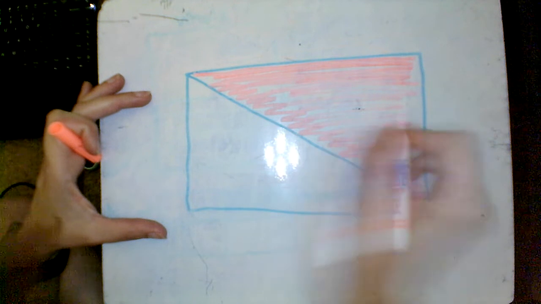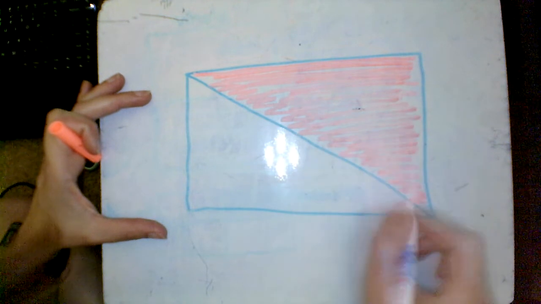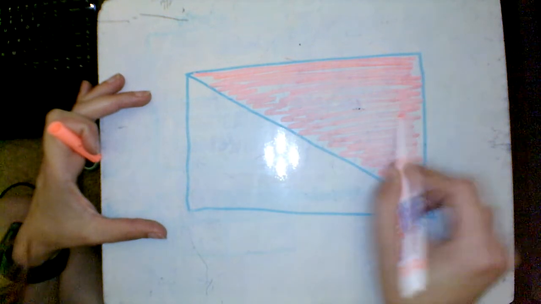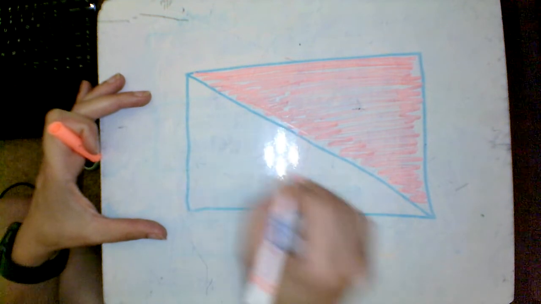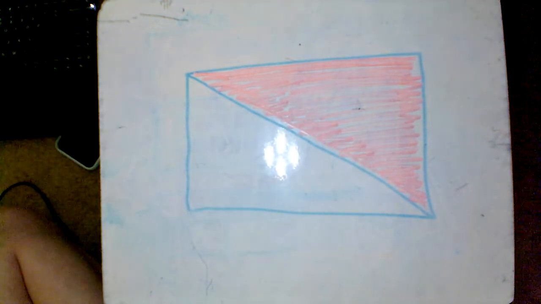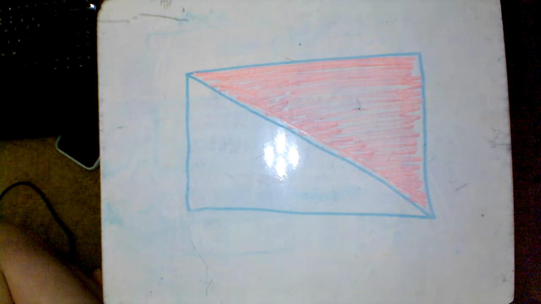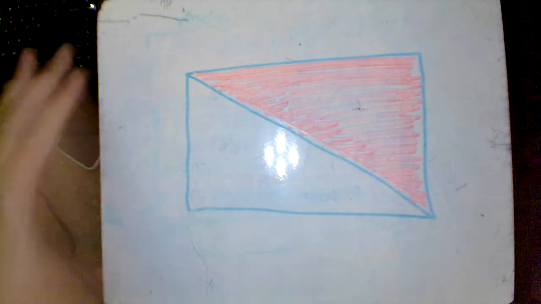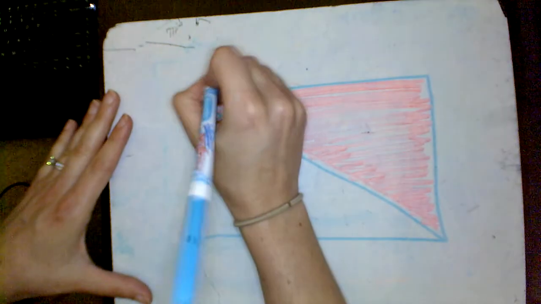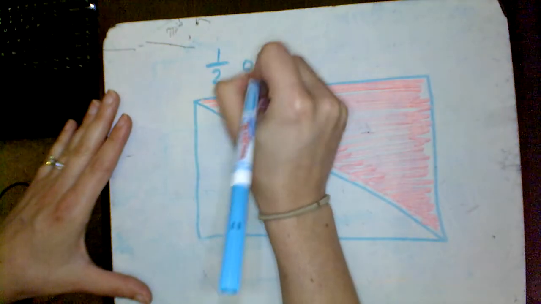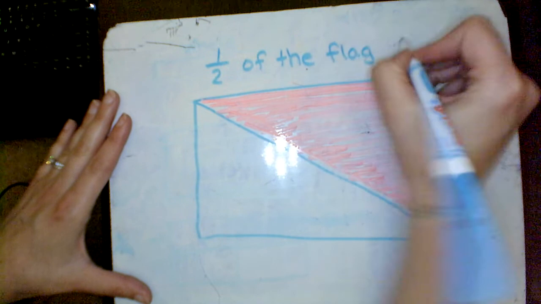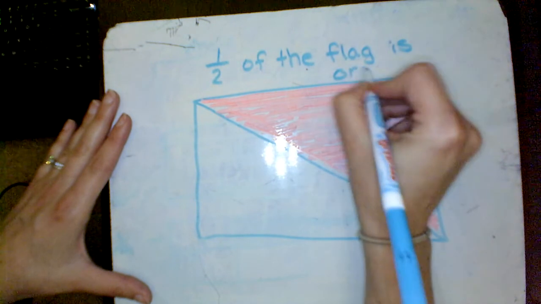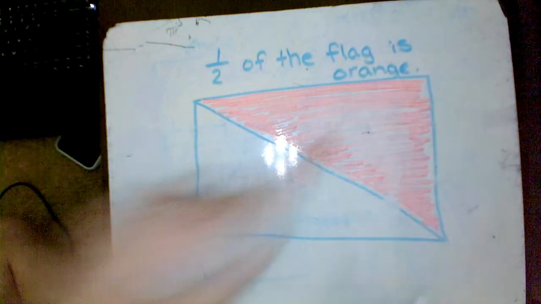this is my bright orange marker that reminds me of summer. It makes me feel happy. So if my teacher wanted to know the fraction of the flag that is orange, I would be able to say in my microphone that one half of my flag is orange. And if I wanted to write it, I could write it like this. One half of the flag is orange. One half.